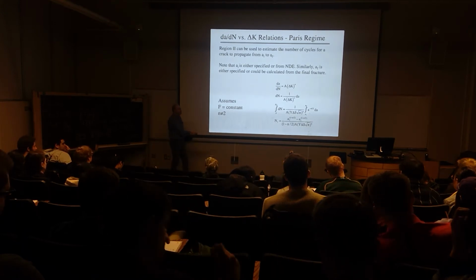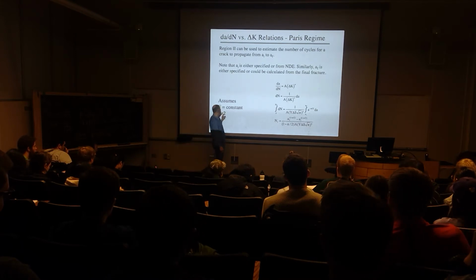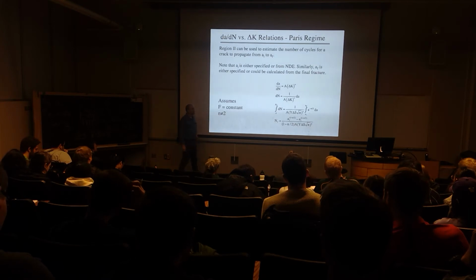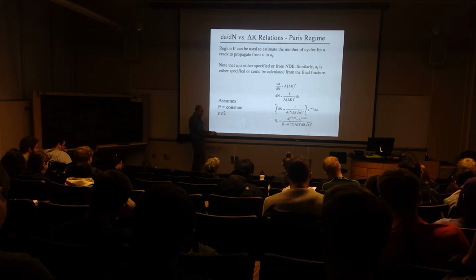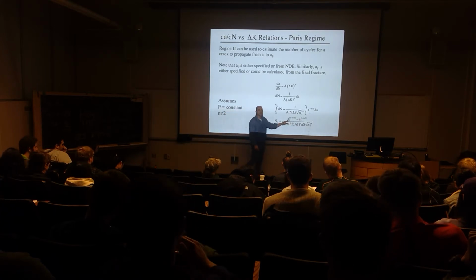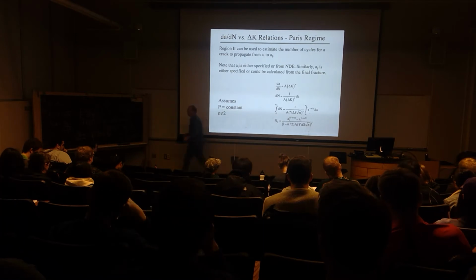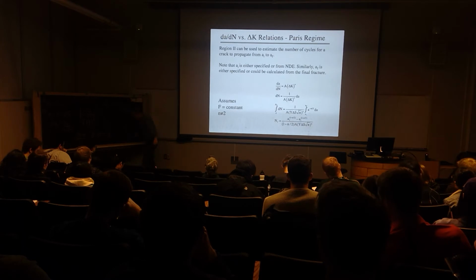This only is valid for a condition in which f is equal to a constant, and n, the value of our exponent in the Paris law, is not equal to 2. But we can then estimate the number of cycles to failure between a sub i, the initial flaw length, and the final flaw length. The final flaw length is just obtained from this, of course.